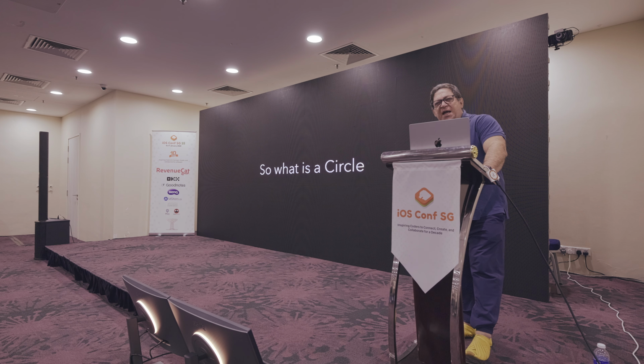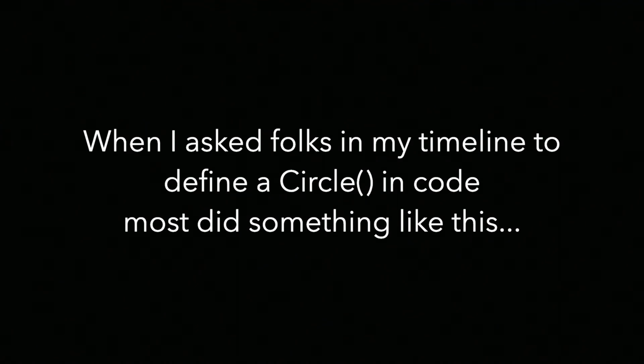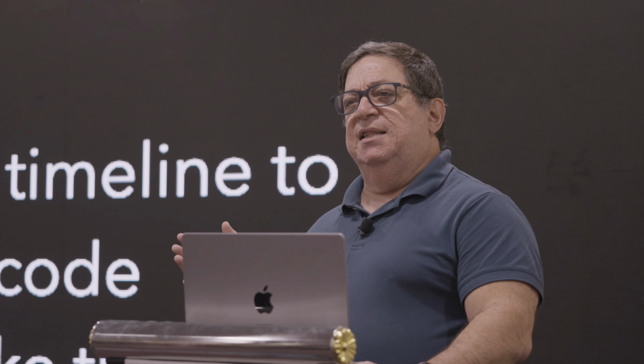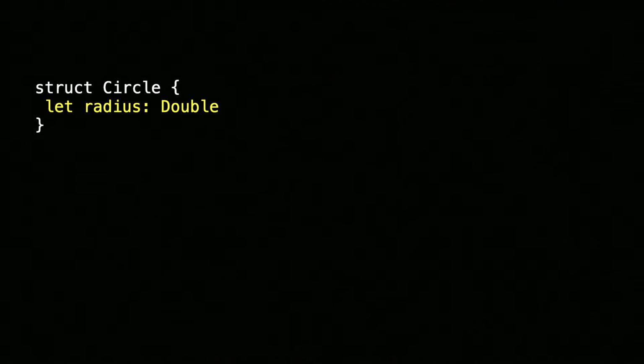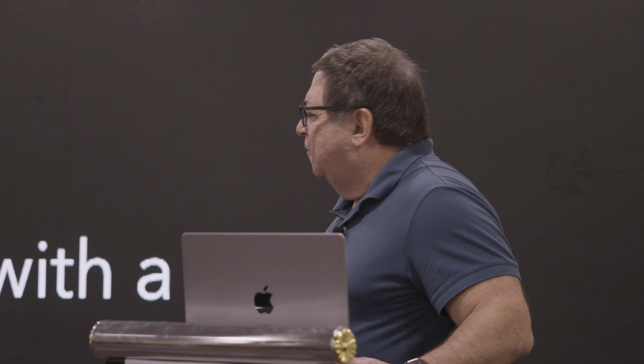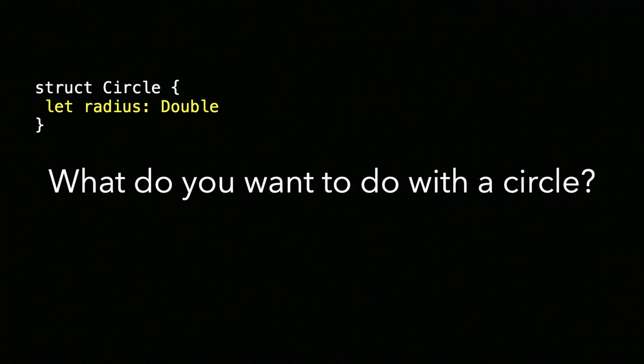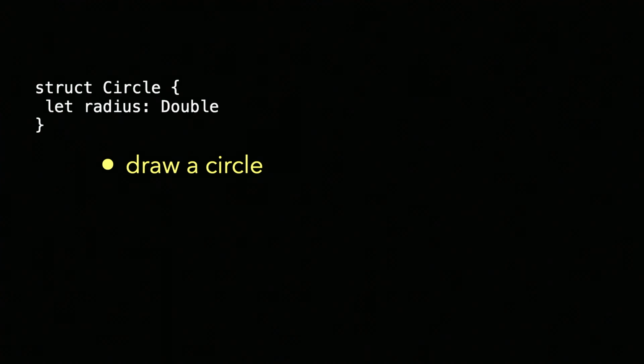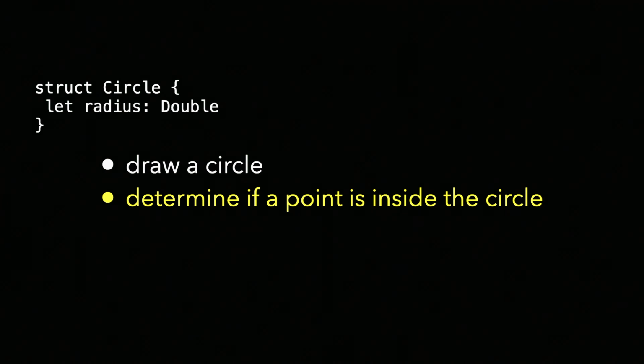So what's a circle in Swift? So I asked this online last week, and most people in my timeline answered me something like that. They said a circle is a struct that has a radius. And some people told me that it should also have a center, and that's fine. But essentially, this is what they told me. And you think, well, what do I want to do with a circle? The 2 things that come to mind are I might want to draw it, and I might want to determine is a point in the circle or not. And it's this second problem that let's start with.